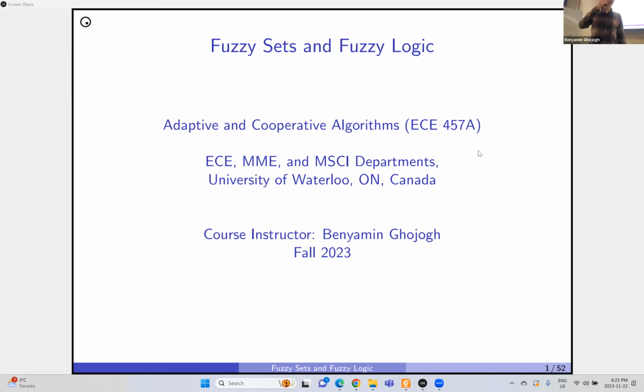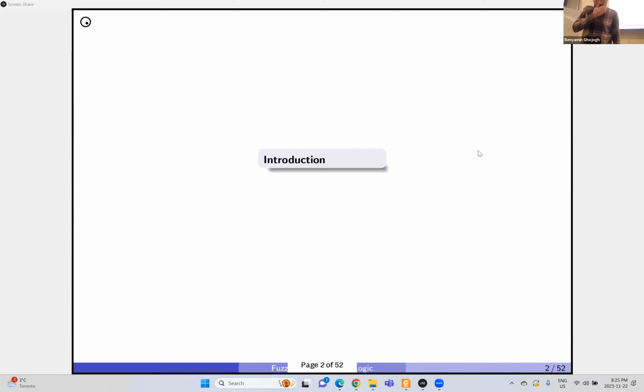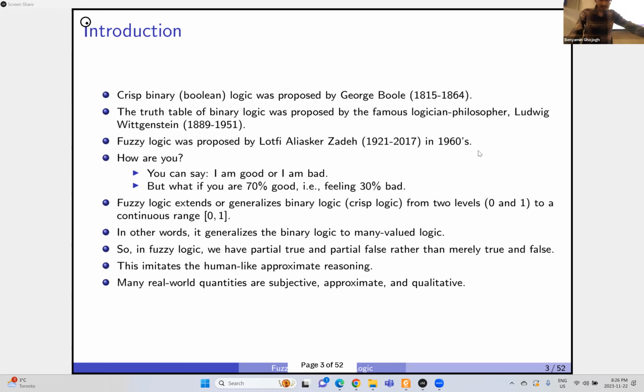So we start the fourth part of the course, and that is fuzzy logic: fuzzy sets, fuzzy logic, and fuzzy inference systems. First, an introduction. Crisp, or binary, or Boolean logic. What is binary logic or Boolean logic? 0, 1, true, false, right? 0 for false, 1 for true. It was proposed by George Boole, 1815 to 1864.